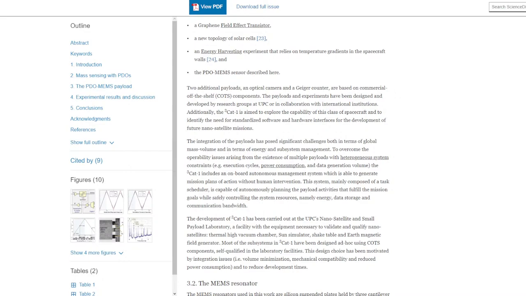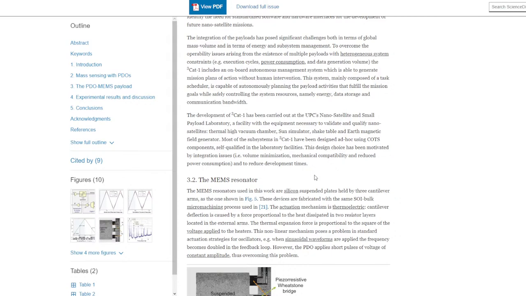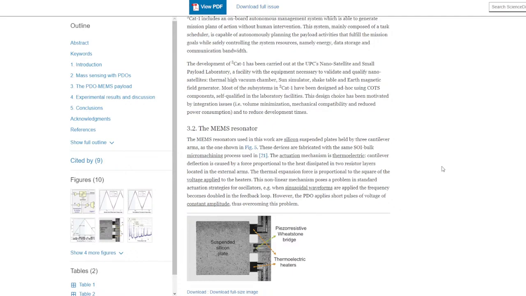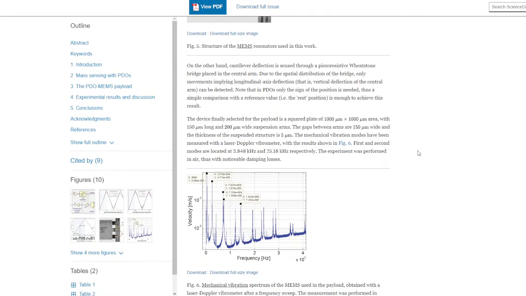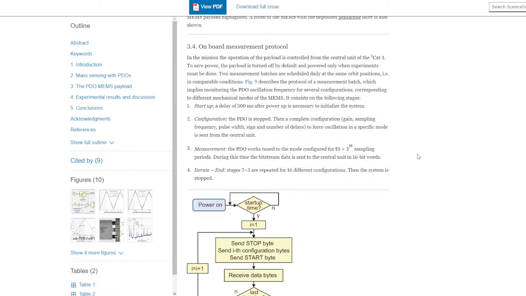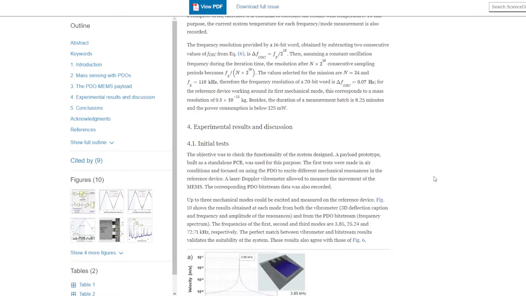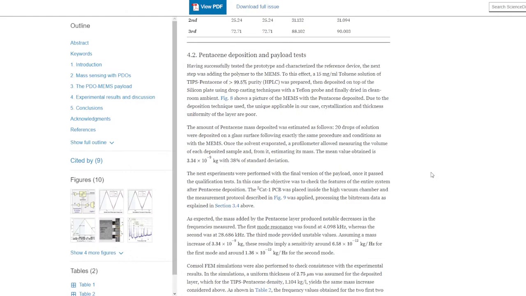Geiger counter, optical camera. Power consumption, the MEMS resonator, the MEMS resonators used in this work also the consumer, blah blah blah, nothing I need from this. Now I'm skipping over a lot of things, I just want information. Oh, MEMS. Yeah, I know what that is. Yep. Payload test, I'll look at that. Nothing much.